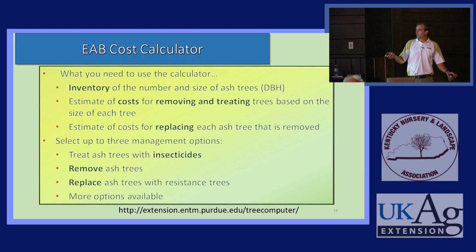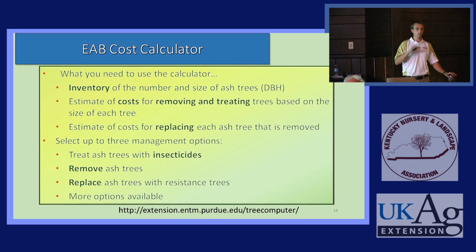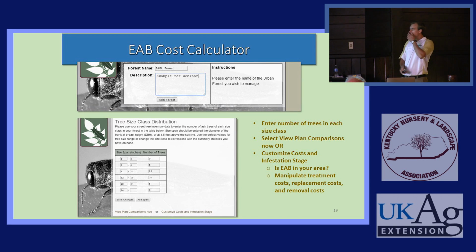Also, you can input the estimate of cost for removing and treating trees. We do have an average built into the model, but if you know what your specific numbers are, use those because it's going to give you a more accurate output. And also the cost of replacing each tree. And then you can select up to 3 management options to compare at a time, but there's a lot more there, and I'll show you that in a second. One is treat all with insecticides, one is remove all, one is replace all with resistant trees, etc. This is an example that I did for a webinar a while back.